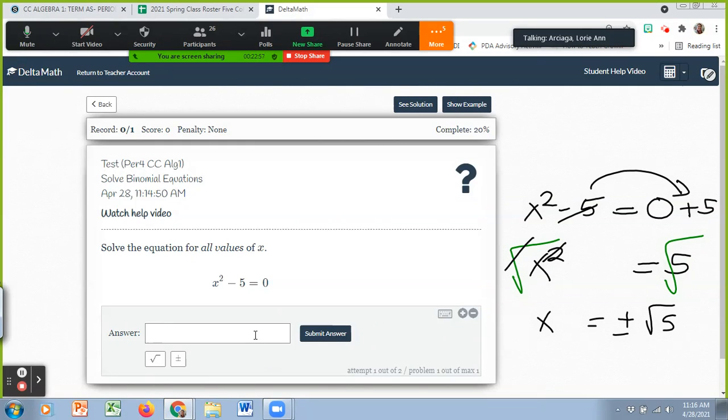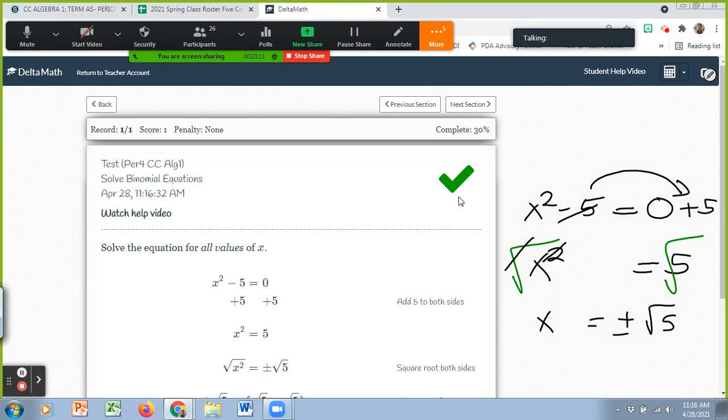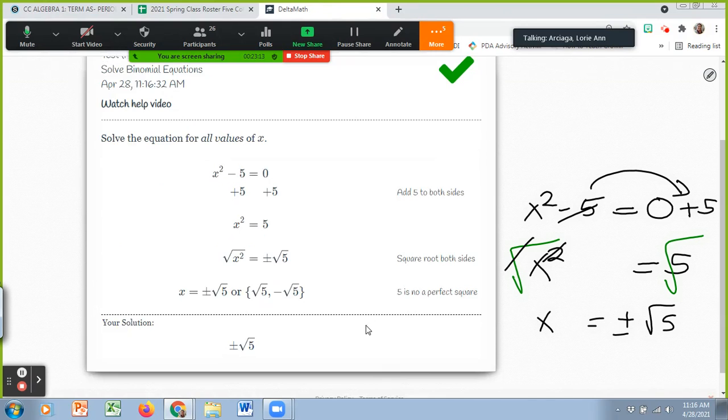Okay, so let's type that in. Plus or minus, and then you see the radical sign over here. Radical 5. Okay, and then submit answer. Yes. All right. And what they're doing here is they're just separating the positive 5 and the negative 5, but they mean the same thing.